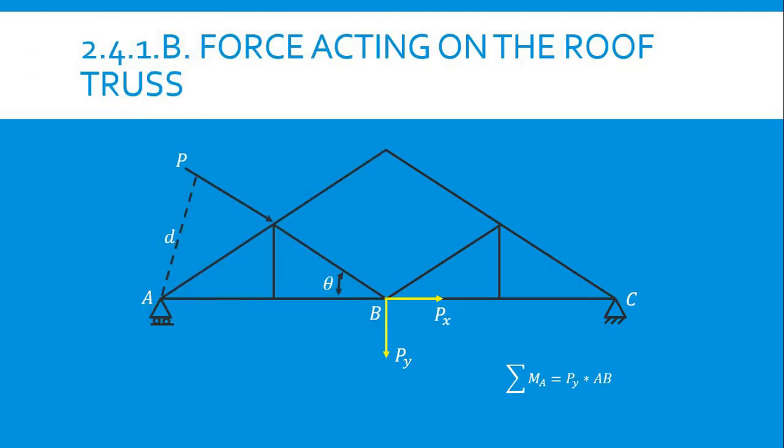So this is an example illustration of a force acting on a roof truss. As you can see, this is force P, this is the distance, and this is point A. It simply shows the principle of moments in turning and twisting. So in getting the force acting on a roof truss, the formula would be the summation of moments about A is equal to Py multiplied by AB.